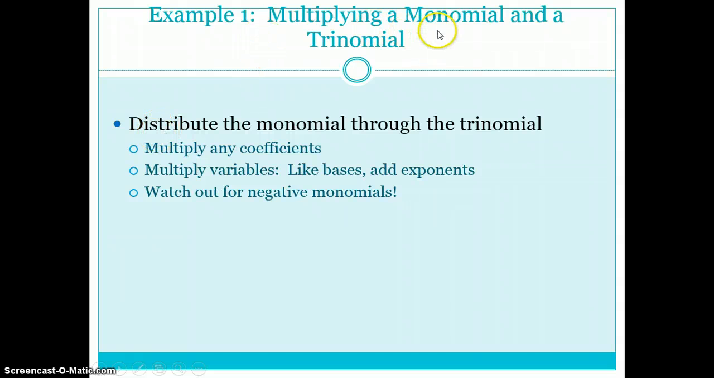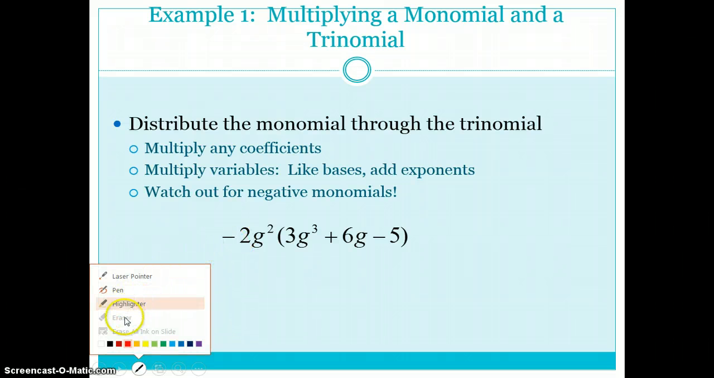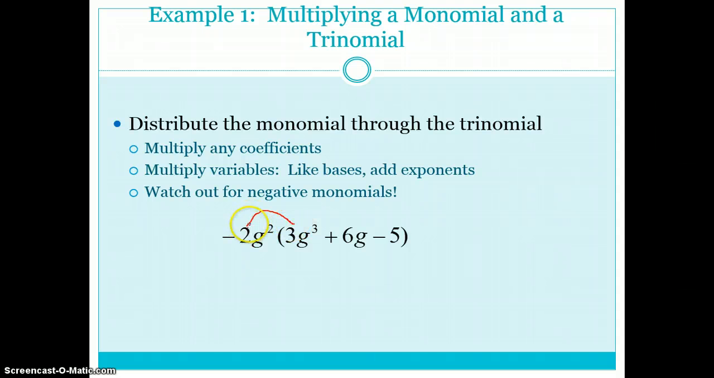So, to multiply a monomial and a trinomial, or any polynomial for that matter, you're going to distribute the monomial through the trinomial. Okay, so the single term through the part with three terms. This will be outside parentheses. This will be inside parentheses. You're going to multiply any coefficients. Okay, so again, it is the distributive property. So, I'm distributing to here, and here, and here. Okay? So let's see what that looks like.